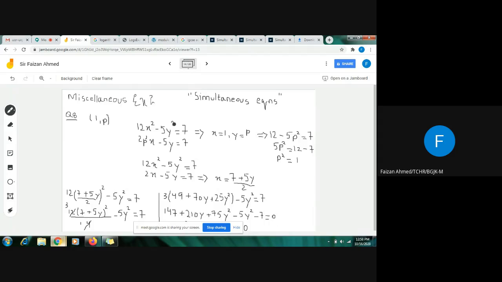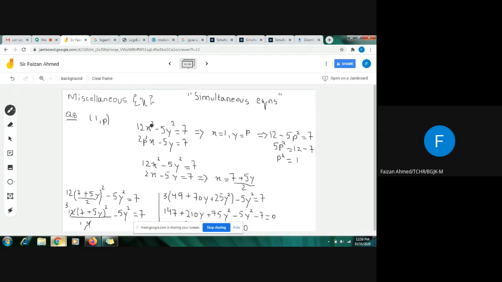So we have been given two simultaneous equations, and there is a point which is the solution of these equations. So what we can do is put x = 1 and y = p in either of these two equations to get the value of p. I'm choosing equation number 1, 12x² − 5y² = 7, and I'm putting x = 1 and y = p in this equation.